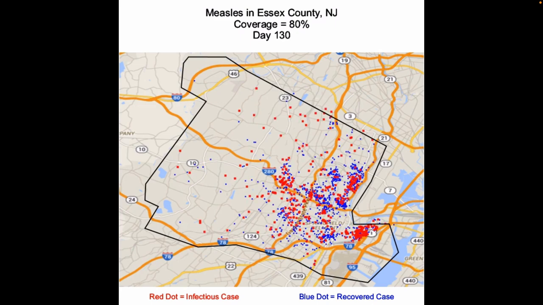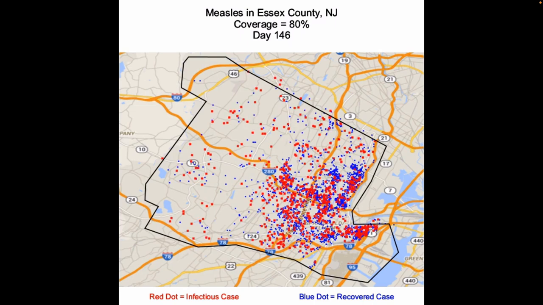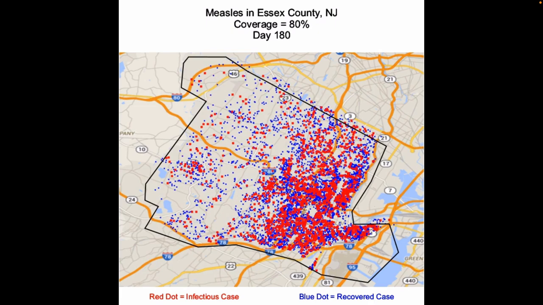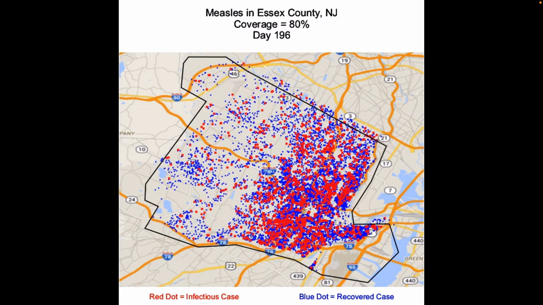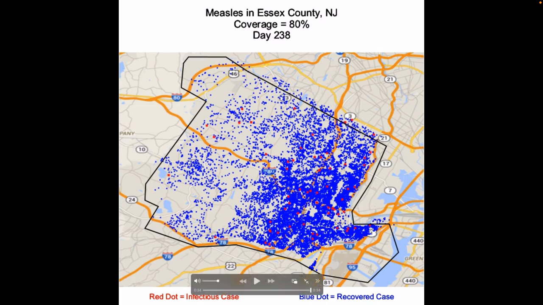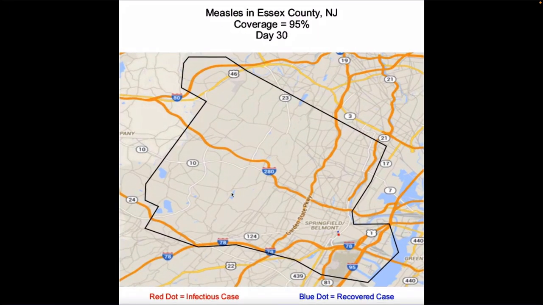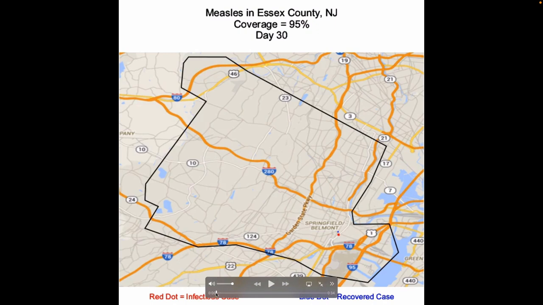And again, this is 80% coverage with measles vaccine. So you can see what 238 days of measles epidemic in this area based on population density around here would look like. Not great. And this is when we're below that threshold. Now we're going to see the same thing at 95% coverage, where we are above the threshold. We are going to see 238 days again, which was how long the previous one lasted.